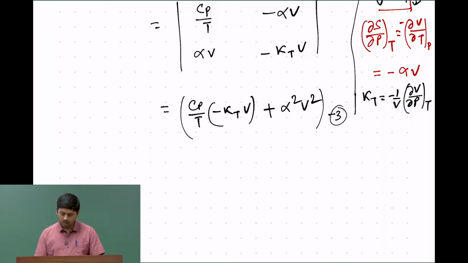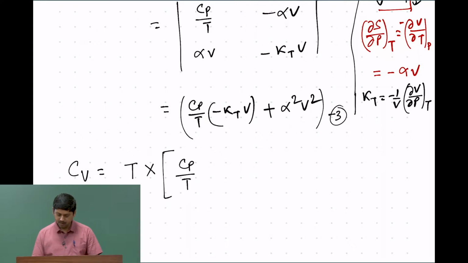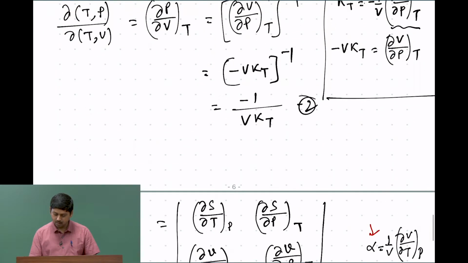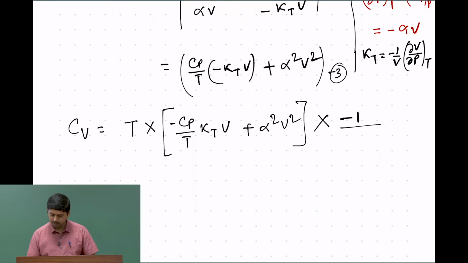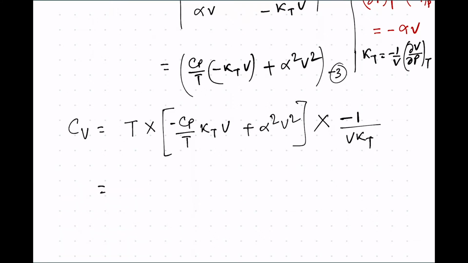So, from all the equations what we get is Cv equal to T multiplied by this quantity Cp by T, or you can just straight away write minus Cp by T kappa T into V plus alpha square V square, multiplied by, go to equation 2, minus 1 by V kappa T. Now, what we say, we just multiply with T first. So, we see it is minus Cp kappa T V plus alpha square V square into T, and then into, we will not jump the steps.